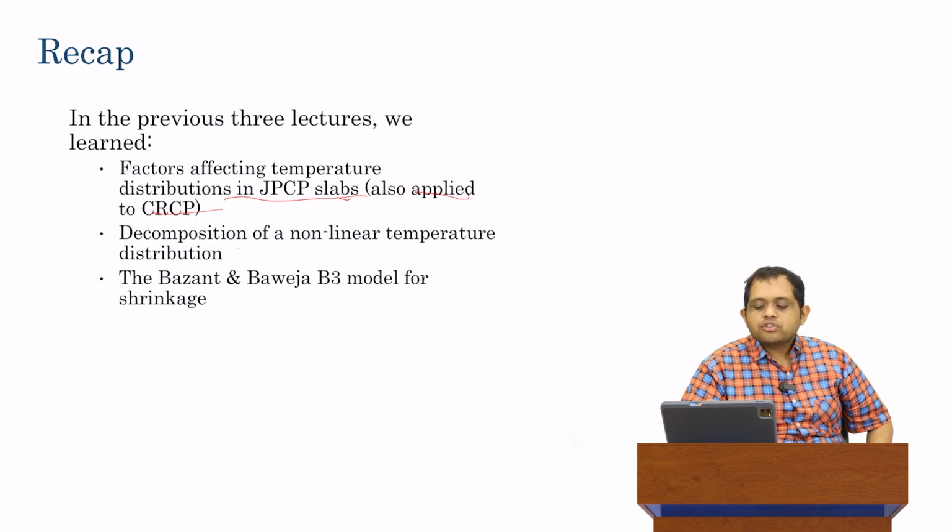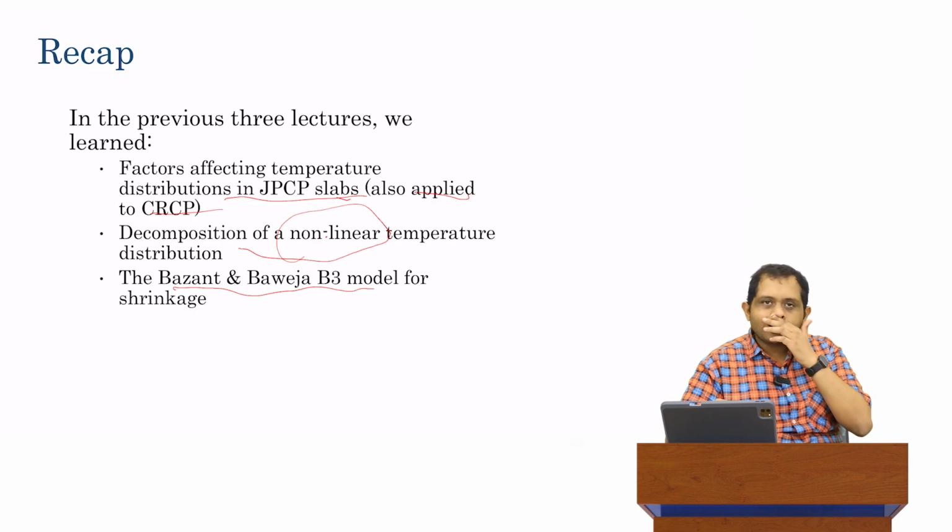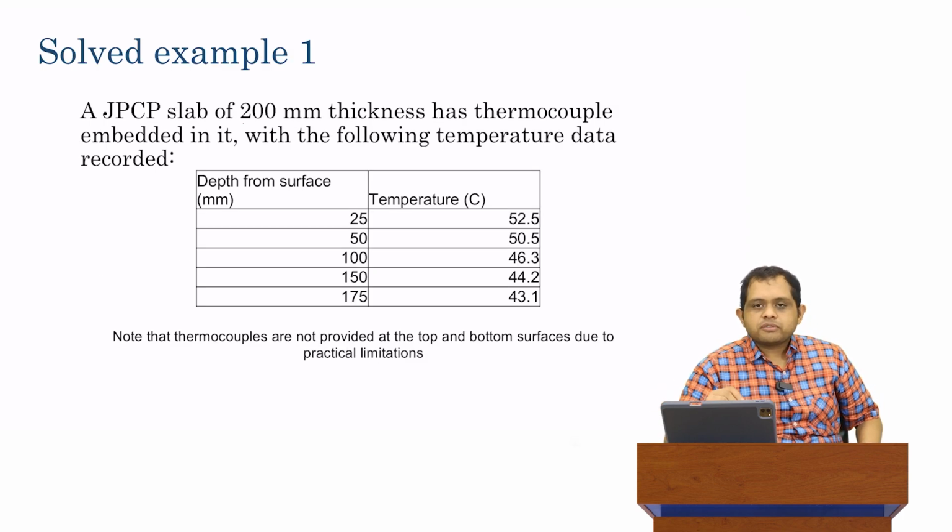We saw how this nonlinear temperature distribution can be decomposed into its three components. And we looked at the Bažant and Baweja B3 model for shrinkage. That's a very popular model that's used in pavement applications. There are other models also, which we saw in the ACI 209 document. But generally, we prefer to use this model for pavement applications. So we looked at all this, and now it's time to actually solve some examples using these concepts.